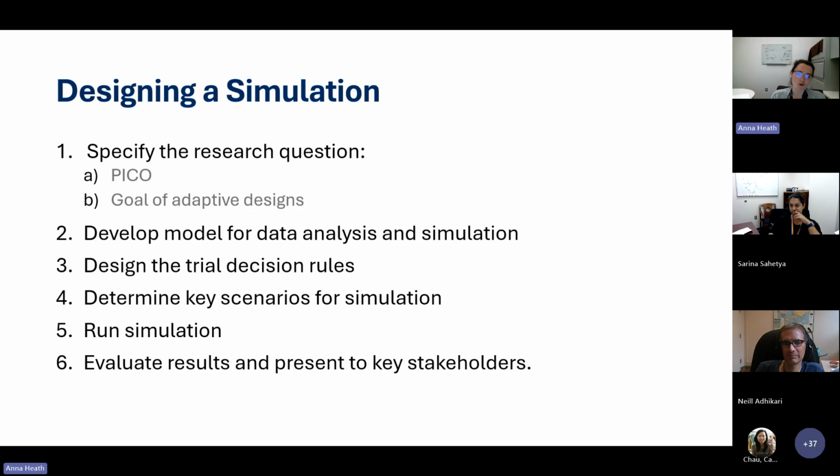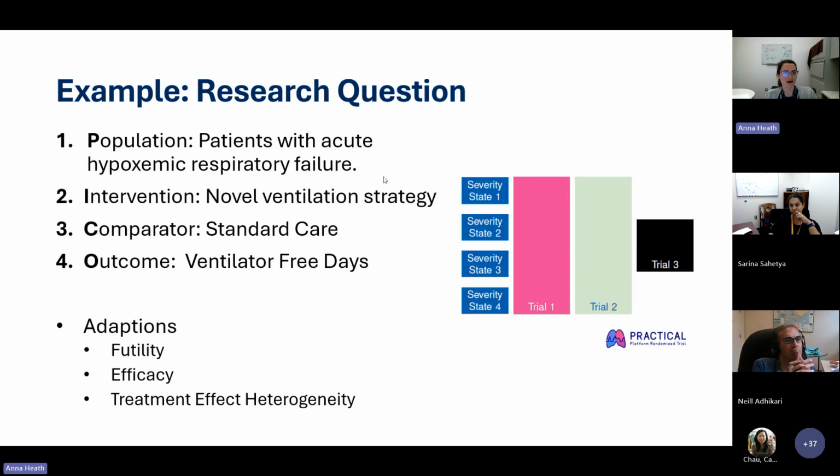And then, of course, the main goal is to evaluate the results and present to key stakeholders. And often steps 4, 5, and 6, or even 3, 4, 5, and 6, will iterate. So you'll present the results to the key stakeholders, and then that might suggest that you change the trial decision rules and you go back through 3, 4, and 5. To give you an example of how this actually works in practice, I'm going to give an example from the PRACTICAL platform trial.